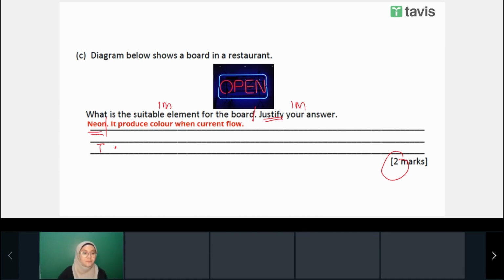So justify your answer. Usually the group 18 elements will produce color when the current flows. You can remember this. For neon, the color produced will be reddish orange, a mixture of orange and red. And for helium, the color is slightly yellowish to colorless.